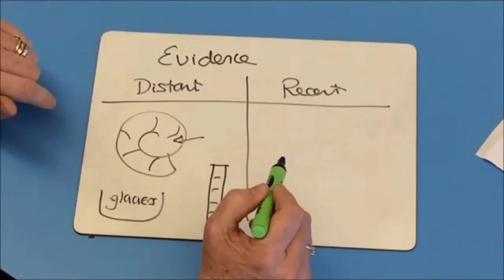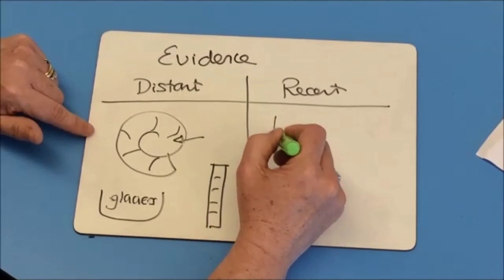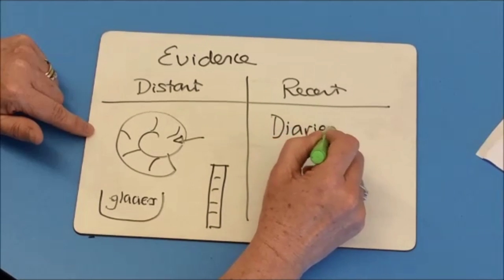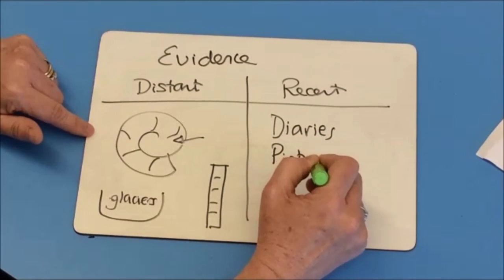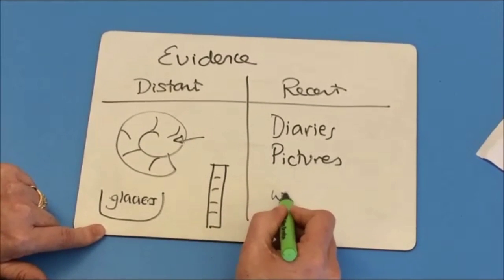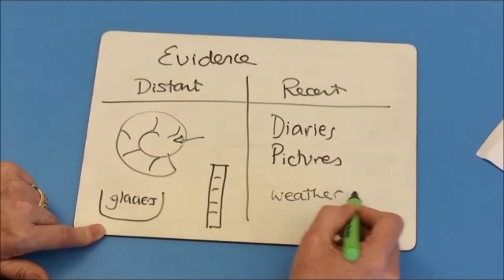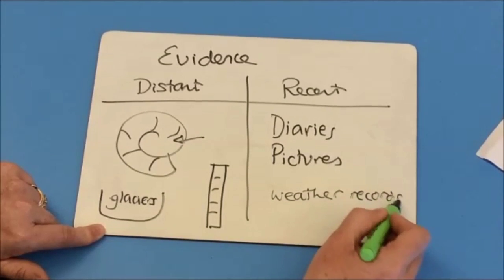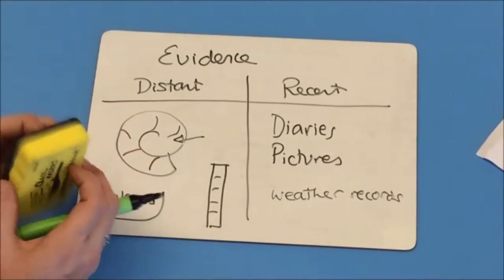Recent climate change, the evidence for that includes diaries, pictures, such as pictures of the frost fairs that were held in the Little Ice Age on the Thames, and there are actual weather records that date back to those times. So that's your evidence.